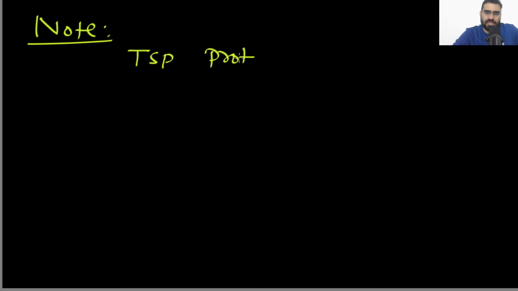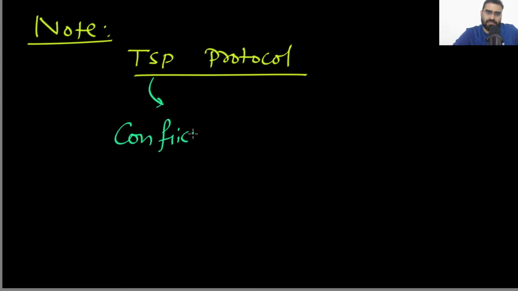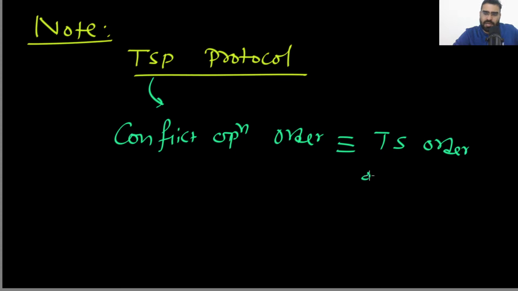Remember a simple point: in this timestamp protocol, the serializability order, or I can say the conflict operation order, will be the same as the timestamp order of the transactions.